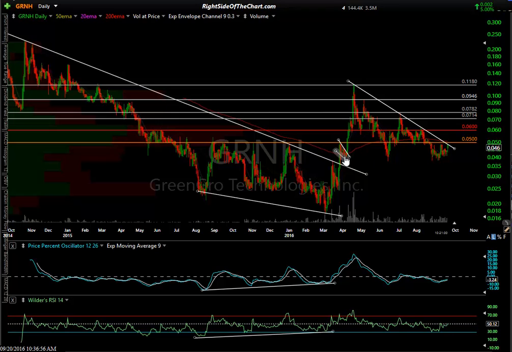Broke out, bull flag, and again, my point being, I know I'm harping on the same thing here, just how well they trade to the technicals. So there's an impulsive move up. Here's a flagpole. There's a bull flag, and this is the measured target.